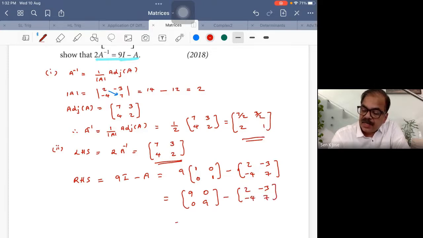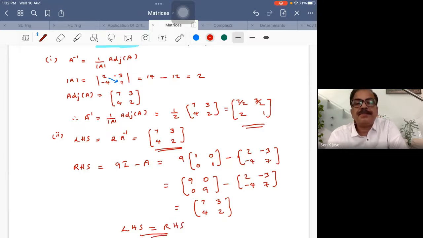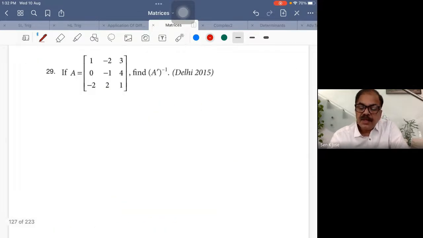So when you subtract it, you will get 9 minus 2 is 7. 0 minus minus 3 is 3. That's going to be 4. And that's going to be 2. And then we can see that both LHS and RHS are equal. So we say LHS is equal to RHS, verified. Okay. Let's move on.